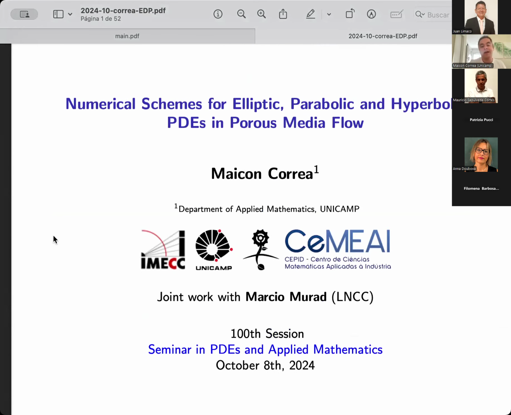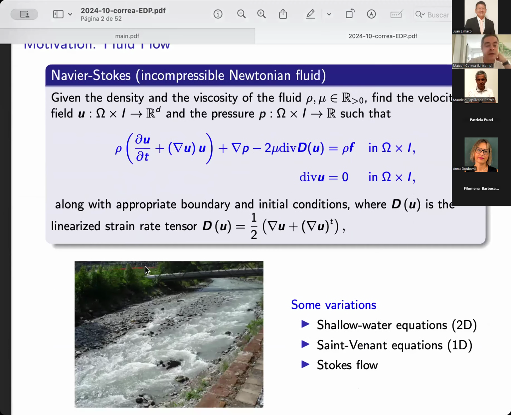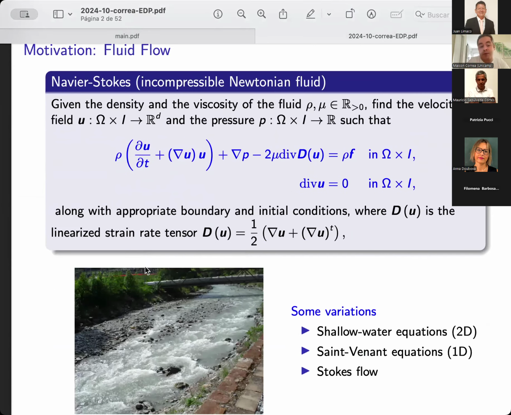So in this talk, I will talk a little bit about the application of some numerical schemes. I said here for elliptic, parabolic, and hyperbolic PDEs, but I will put everything in context. This is a huge topic. It's not possible to talk about all the things I wanted. So this is a nice collaboration that I have with my colleague Márcio Morad from NCC.